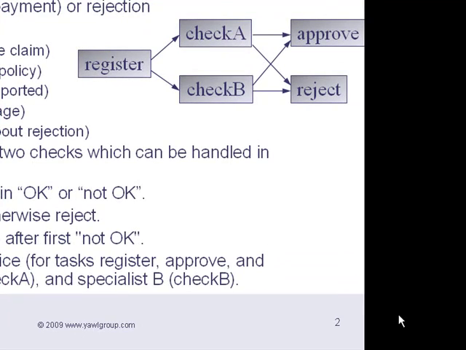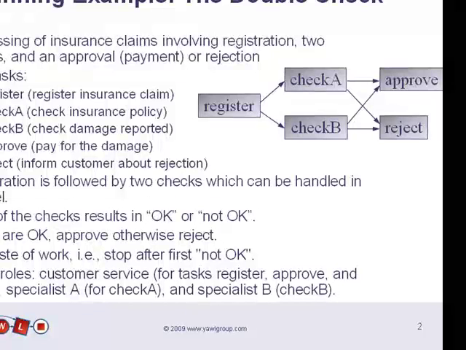Important for this process is to note that if any of the checks fails, then the other check is not carried out. This is in order to save resources. Now let's see how this example is modeled in YAWL.